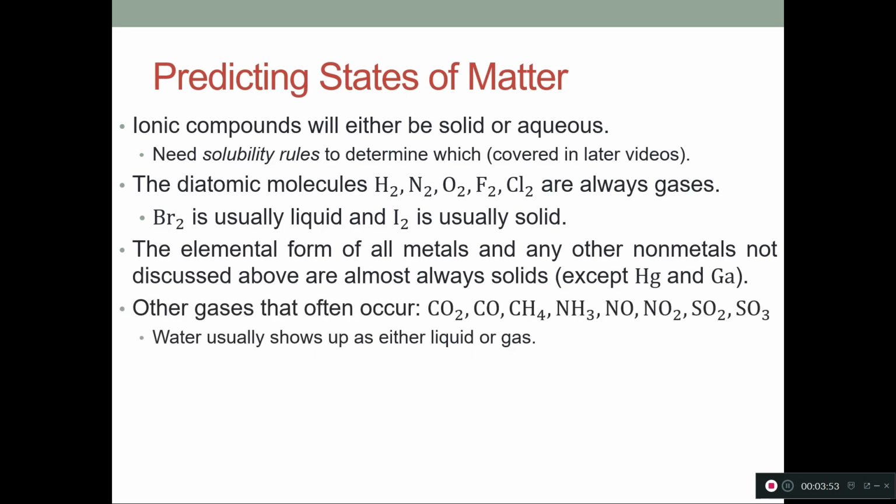The other gases that often occur, so these are gases you often see in chemical reactions: carbon dioxide, carbon monoxide, methane, ammonia, NO, NO2, SO2, and SO3. So again, these show up quite often in our chemical reactions, and these are pretty much always gases.